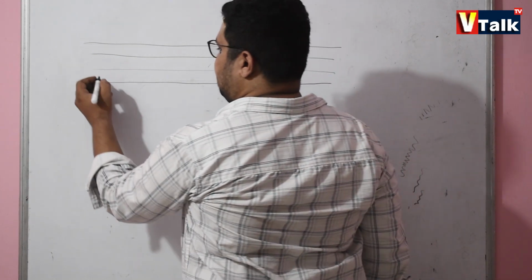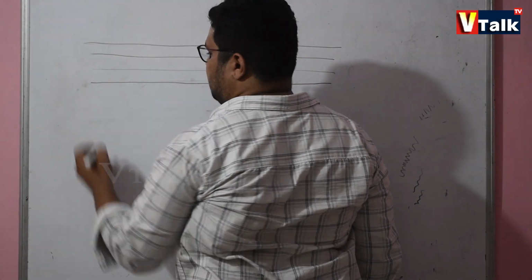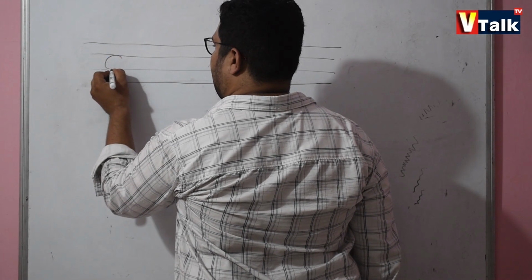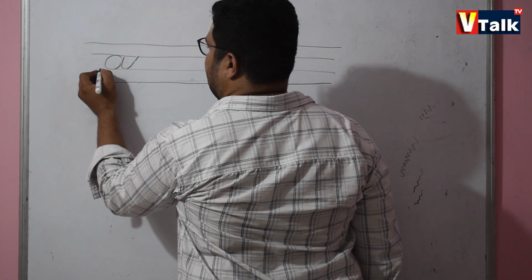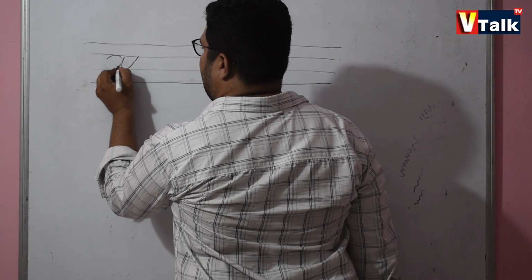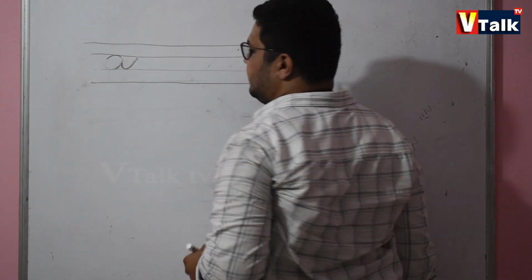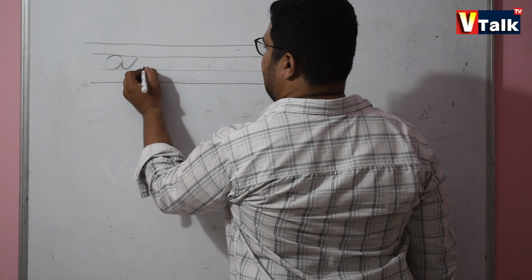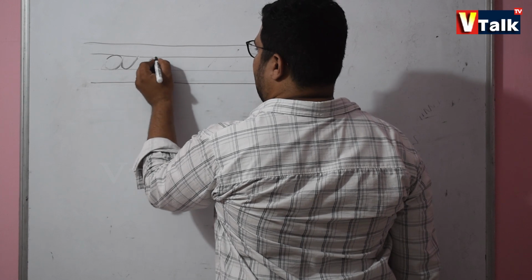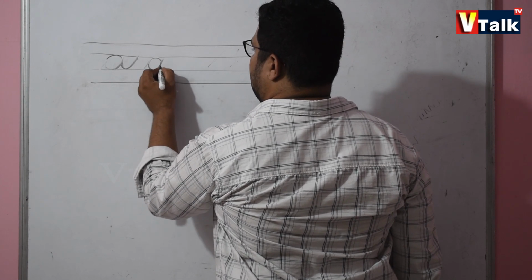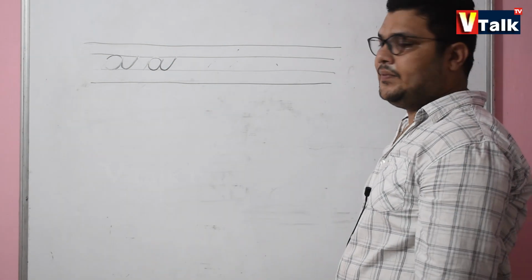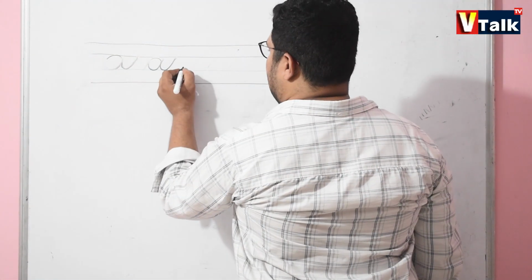Now the first letter is A. The C stroke which you have practiced earlier will be used here to write A. We'll start here on the baseline, write a C stroke and end here. Once again I am writing A. You start here on the baseline, close it and end here. It is A.